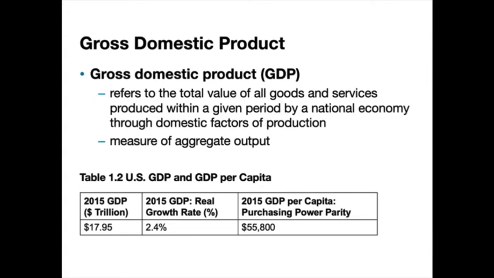And you can see here the measures taken from the textbook, table 1.2 in your text. In 2015, in trillions of dollars, our gross domestic product was 17.95, almost $18 trillion. And the growth rate in 2015 was 2.4%. As a result, on average, the purchasing power parity in adjusted US dollars per capita, per person in the United States, a little bit shy of $56,000 a year of purchasing power, of GDP per capita. That refers to then our standard of living.